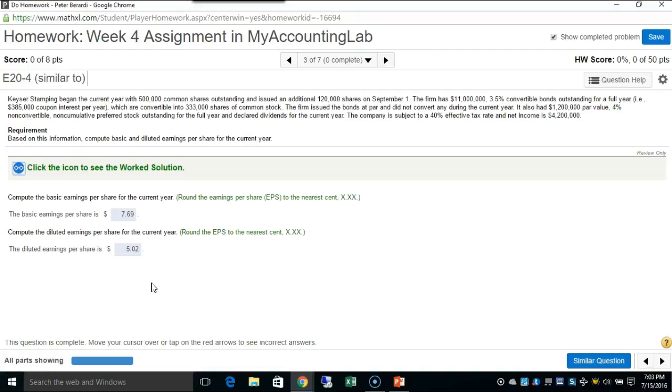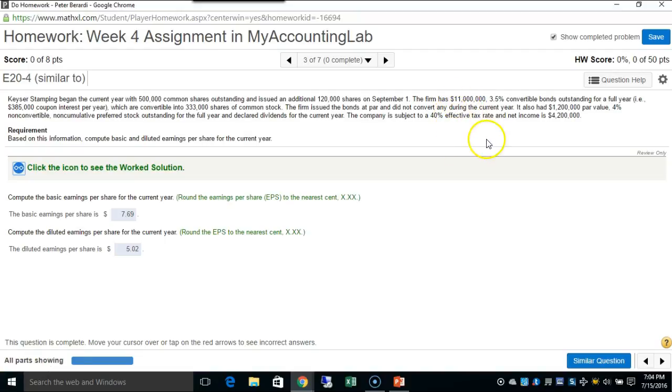The company issued additional 120,000 shares on September 1st. So September, October, November, December, that's 4 months out of 12, will be prorated towards the 120,000 shares. Those 120,000 shares at 4/12 will be added to the denominator for both basic and diluted earnings per share.